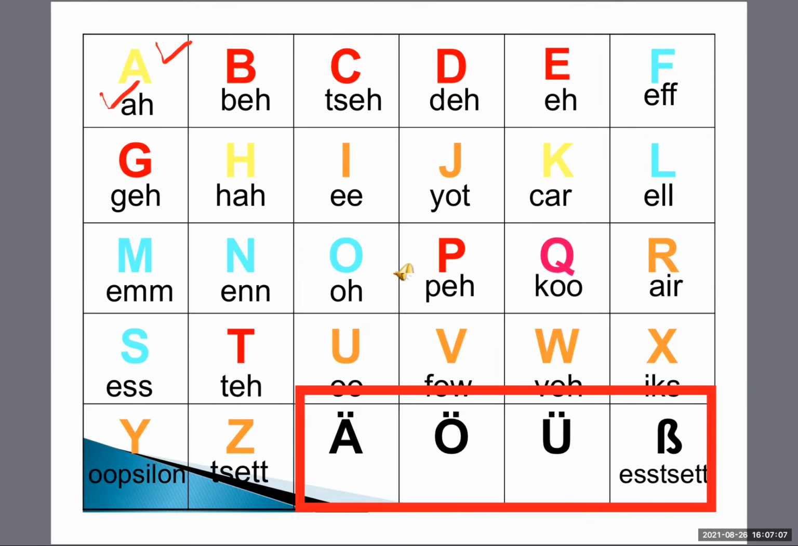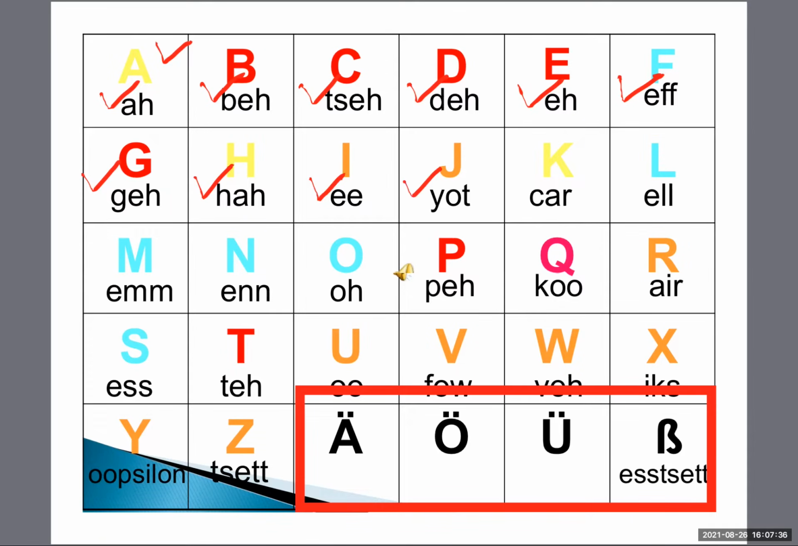B is a B. C means say. D is a day. E means A. F is F like in English, there are no changes, F is F, same. G means basically gay. H is ha. I means E.